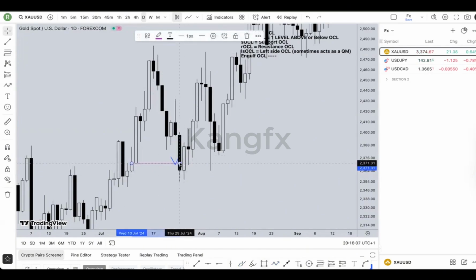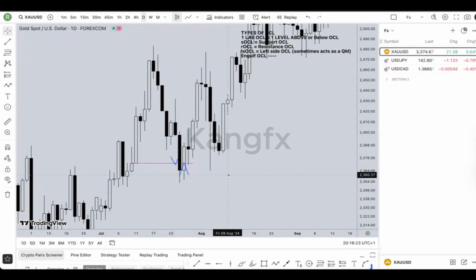Now the market coming back, it was supposed to act as what? As a resistance. But it broke through it the second time. So when the market came back, it acted as the LS, left side OCL. See how the market touched it, very perfect. See how it touched it and left.